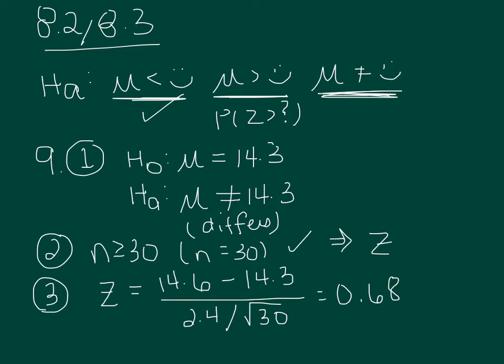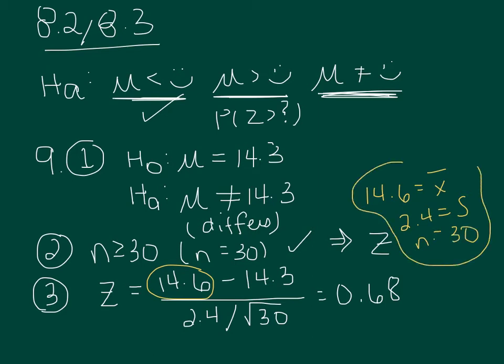As a note, this 14.6 is your x bar, 2.4 was s, and n was equal to 30. Those are all numbers that were in the problem when I read it. I don't know if you noticed, or you can go back and look, but that was all given to you in the problem.